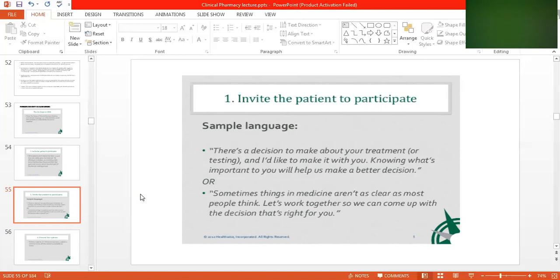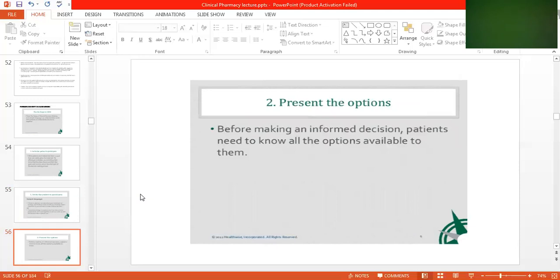Or, sometimes in medicine things are not as clear as most people think. Let's work together so we can come up with the decision that's right for you. So if you are there, if you participate, then you can help us understand that we have taken a right decision. Then present your options, means give options to the patient that I have selected three types of treatments and I am going to discuss them.